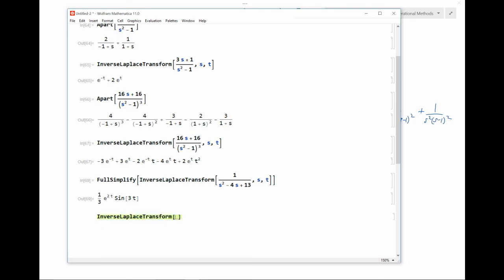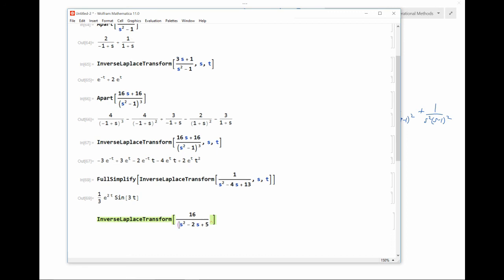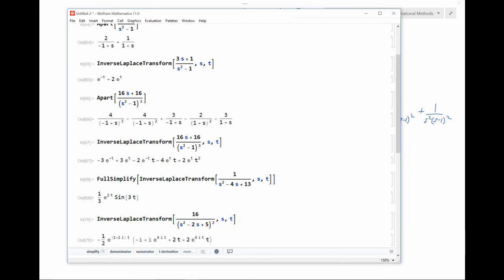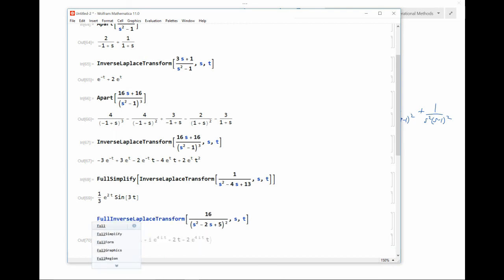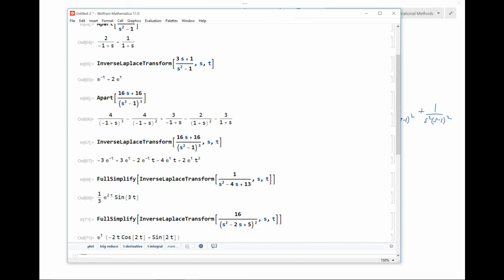And if we try to compute the inverse Laplace transform of the most complicated term we had, then again, after we use the function FullSimplify, we get the answer we got before.